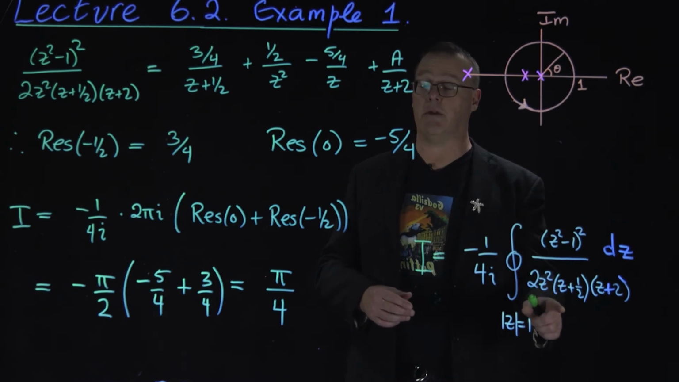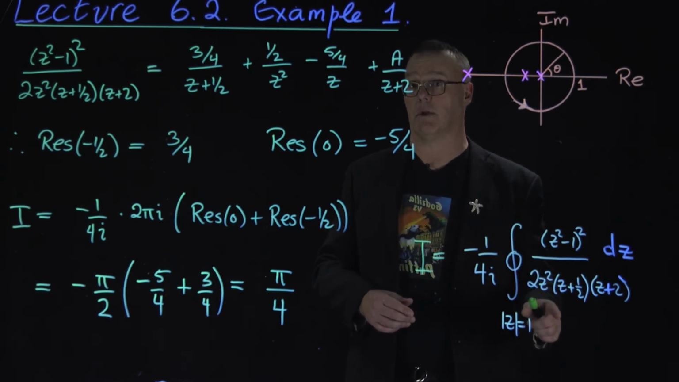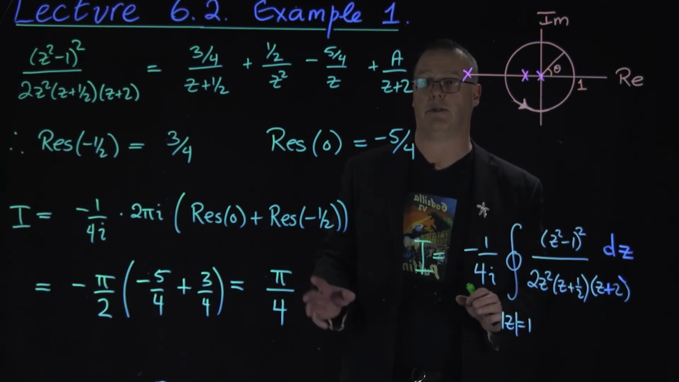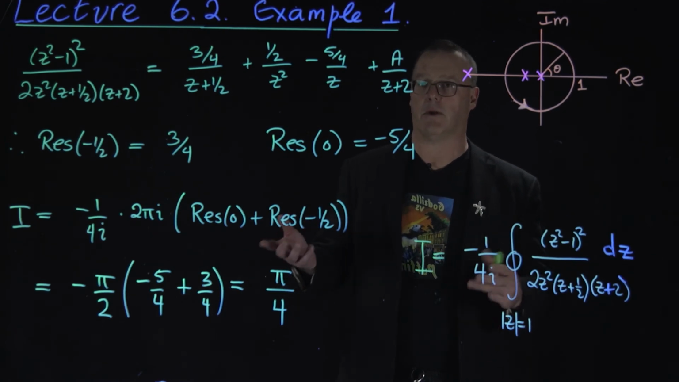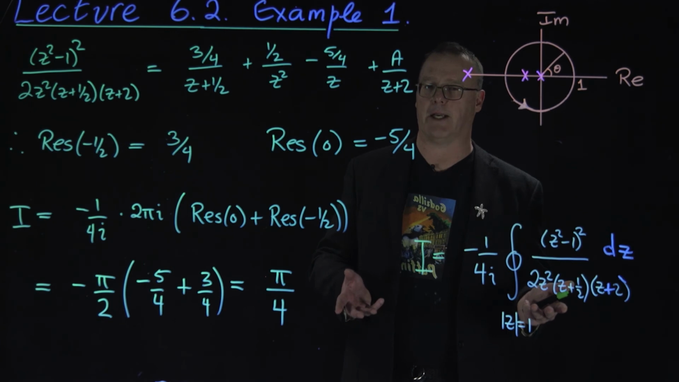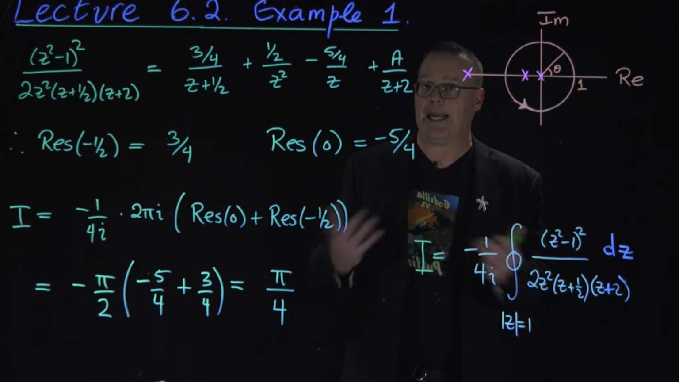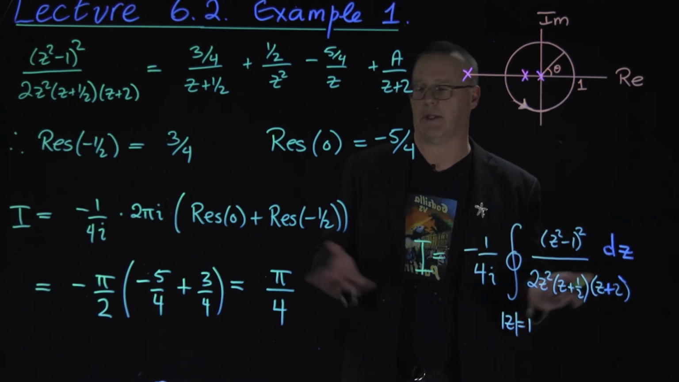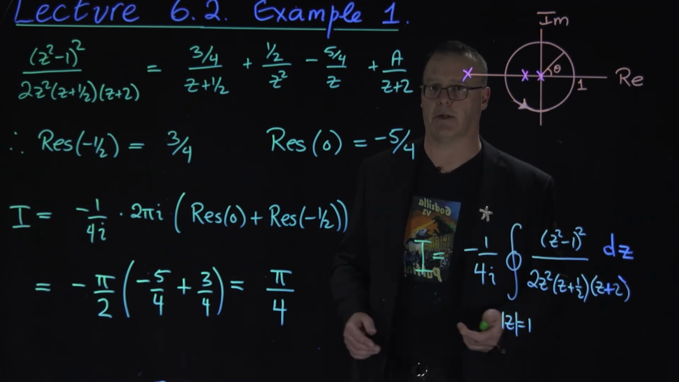And you notice that we didn't find any antiderivatives. We just computed some residues, which is really derivatives. So this is the opposite way of finding integrals. Instead of finding antiderivatives, we find derivatives. And that is enough to tell us what the value of the integral is.